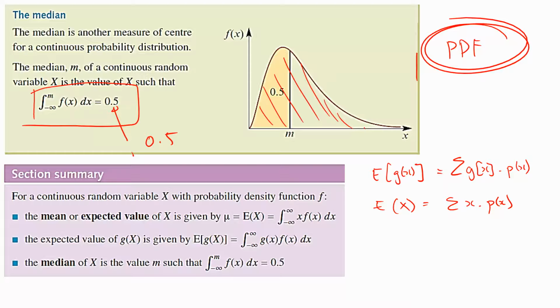Logically, we know the median is the 50th percentile. So if it's the 50th percent, probability has to be 0.5. That's 50%. So find the area from negative infinity up until a certain value where you have 50%. That m value is called your median.